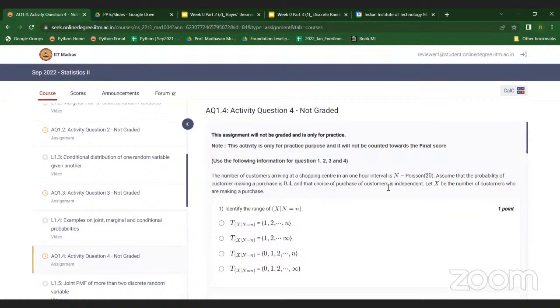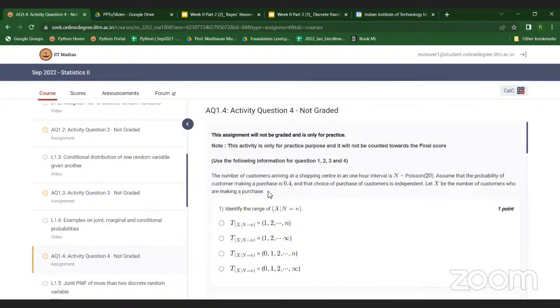The choice of purchase of customers is independent. Let X be the number of customers who are making a purchase. Identify the range of X given N equals n. Which basically means when n customers have arrived, the number of customers that has arrived is n, right? What is going to be the range of X? The number of customers who are making a purchase could be 0, 1, 2, 3, and so on up to n. It can't be more than n because the number of customers that came is only n.